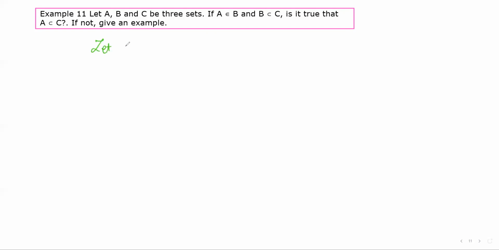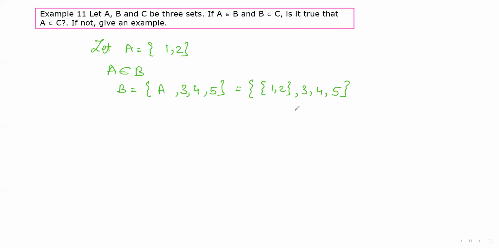Let A be a set of two elements 1 and 2. It's given that A belongs to B. That means in the set B, A is an element. You can have other elements in B as well, say 3, 4, and 5. You can also write B as {1, 2}, 3, 4, 5. If you observe over here, never get confused: till the first comma arrives, this complete thing is one element. Then second element, third element, and fourth element.